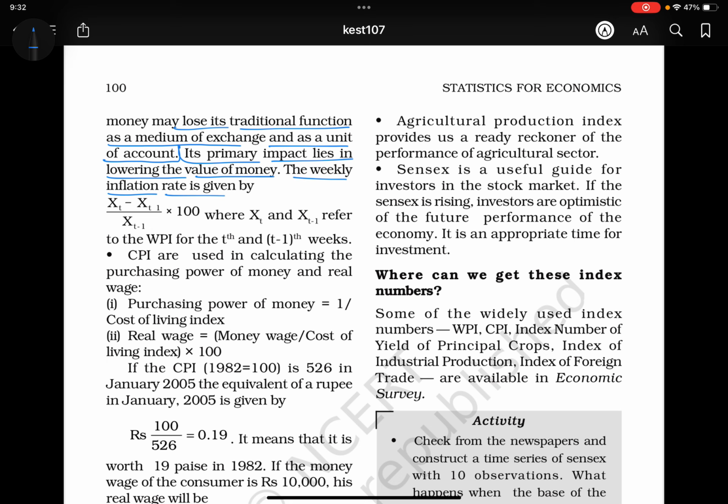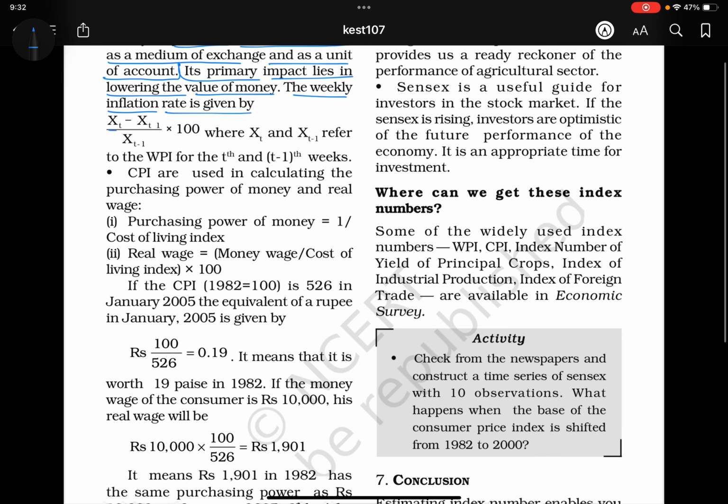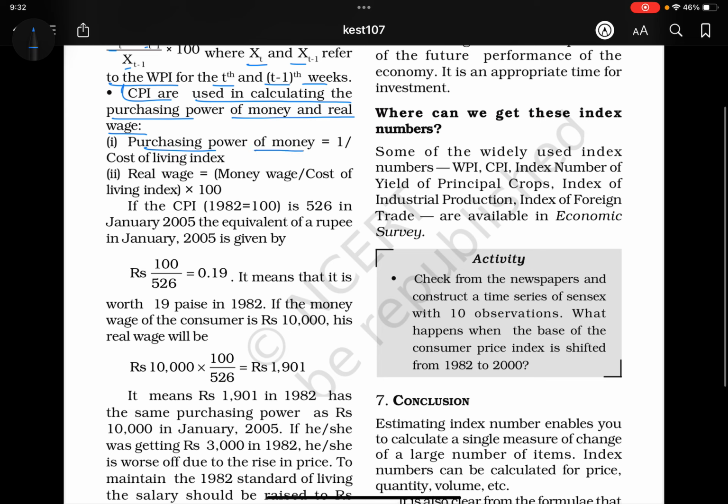The weekly inflation rate is given by (xt minus xt minus 1) divided by xt minus 1, into 100. Xt and xt minus 1 refer to the WPI for week t and week t minus 1. CPI is used in calculating the purchasing power of money and real wage. Purchasing power of money equals 1 divided by cost of living index. Real wage is equal to money wage divided by cost of living index, into 100.